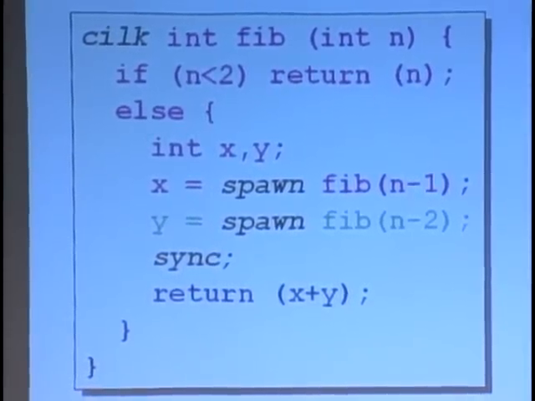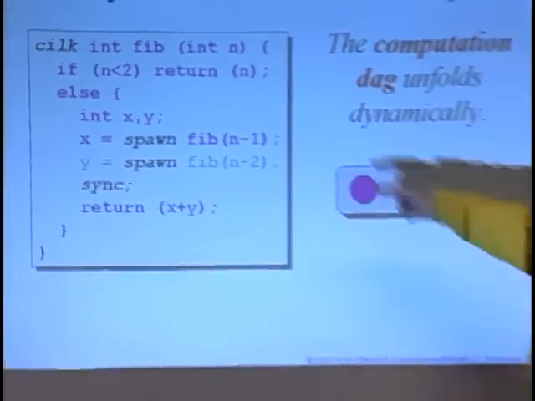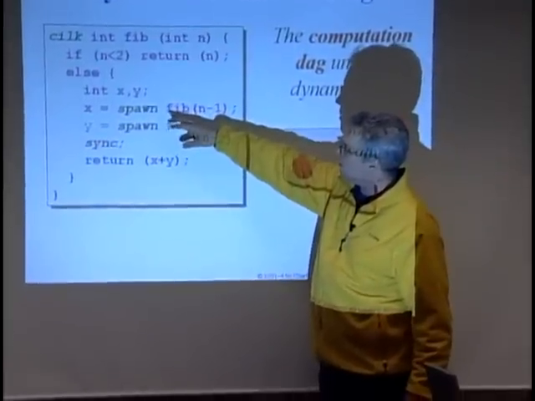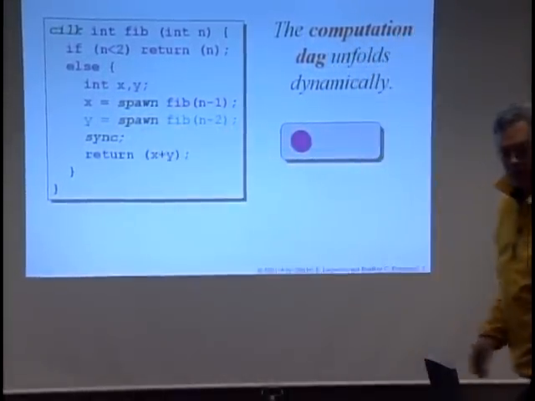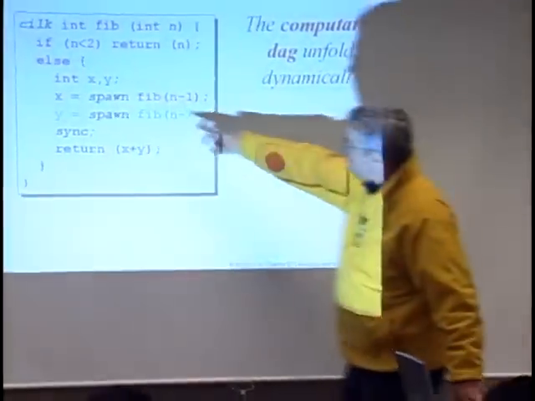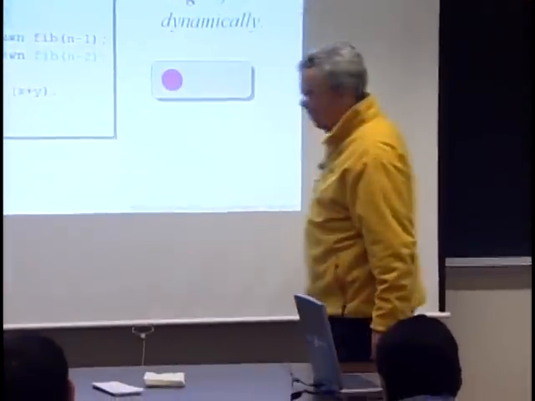Right. So this gives you this DAG. You have the part of the program that runs up to the first spawn, then the part of the program that runs between the spawns, and then the part of the program that runs after the last spawn to the sync, and then from there to the return.